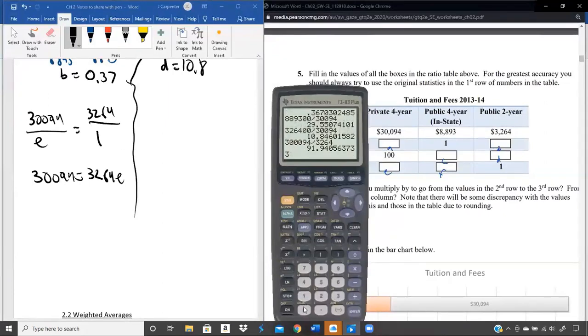So let's try again. 30,094, not 300,094. There we go. Divided by 3,264. But if you don't pay attention, if you don't ask yourself these questions, you're going to assume it's right because your calculator said it, and you're going to get it wrong. So 9.